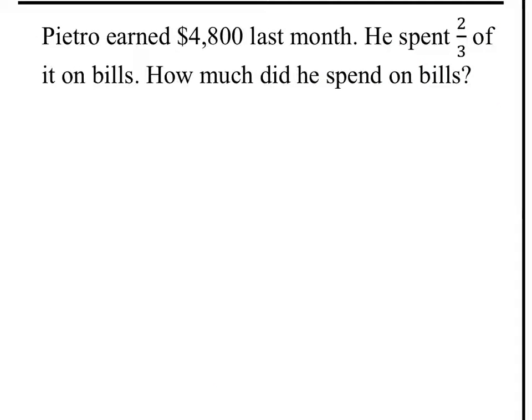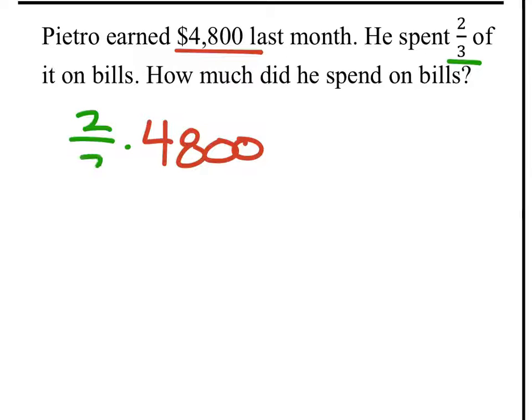Next up, Pietro, I hope I said that right, earned $4,800 last month. He spent 2/3 of it on bills. How much did he spend on bills? So we're going to take the amount he earned here at 4,800, and it's 2/3 of that. So if we remember, of usually indicates multiplication. So of the 2/3 means I'm going to multiply this by 2/3.